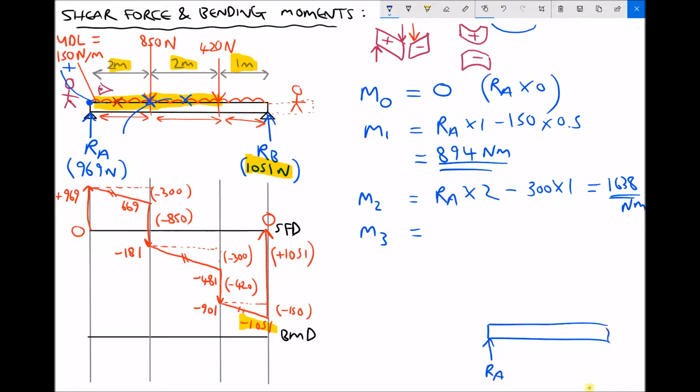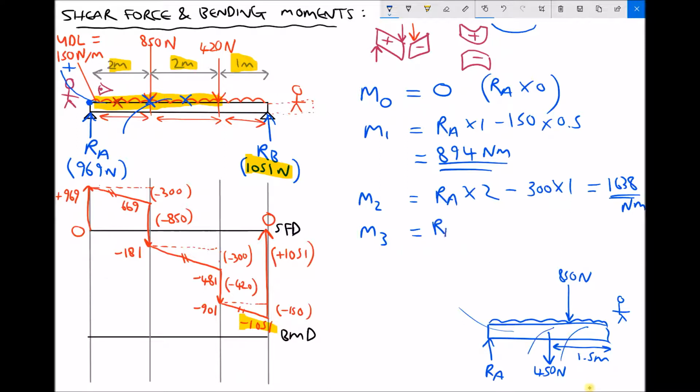RA, we stood over here. 850 newtons. 3 meters worth of UDL. Well, 3 times 150 is 450. And that's going to sit in the centre of this section here. Well, if this section is 3 meters long and we've just added our point load at the centre, then this distance must be 1.5 meters. RA is causing positive bending. 850 Newton force is causing negative bending. 450 newtons worth of UDL is also causing negative bending.